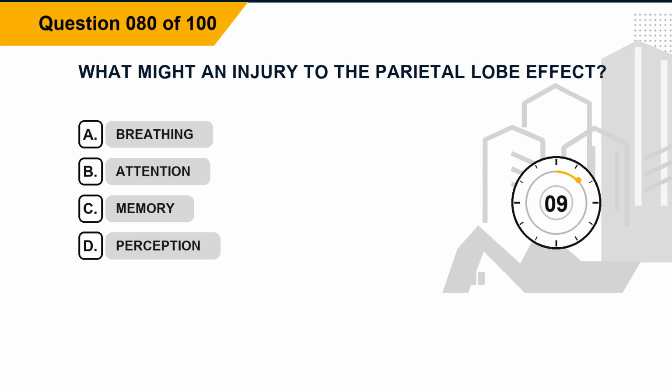Question 80. What might an injury to the parietal lobe affect? Option A, breathing. Option B, attention. Option C, memory. Option D, perception.